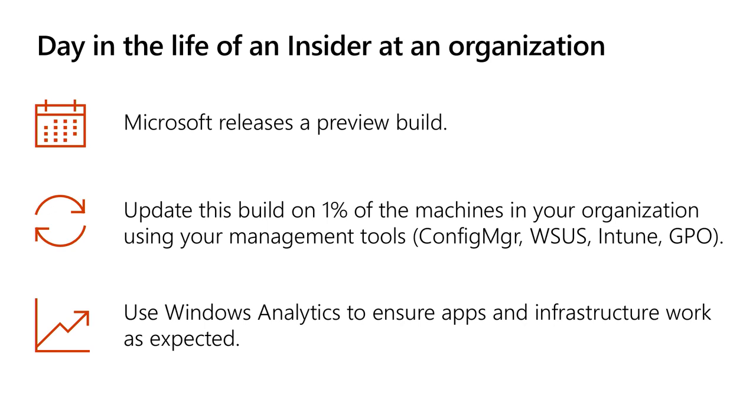So how does it look in the day in the life of an IT professional inside the organization? First step is Microsoft. We announce when a new build comes out, either fast or slow. We have blog posts which come out. We tweet about it. Then once the build comes out, it reaches your machines, and you can see it in the settings. The Windows Update shows up as a new build is available. Once the build is out, start installing it, start updating 1% of your organization.